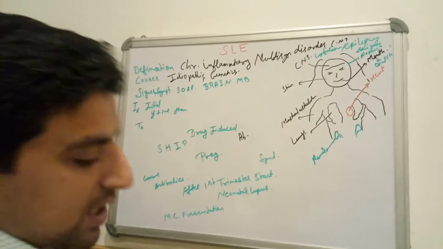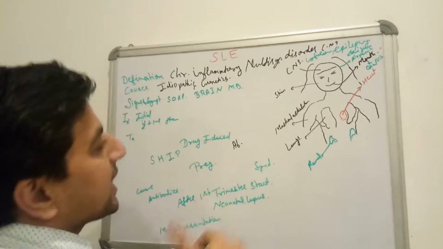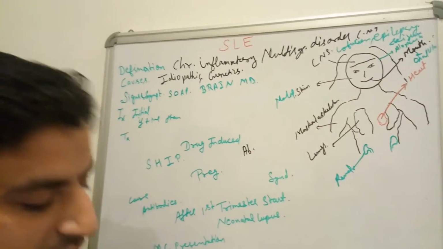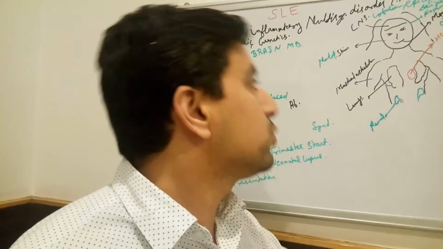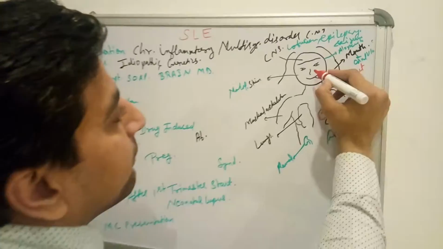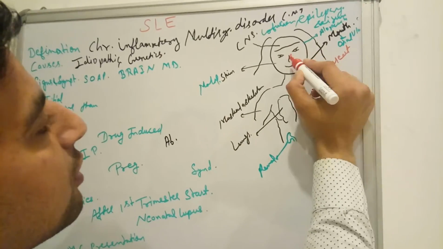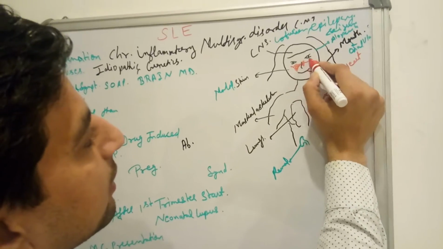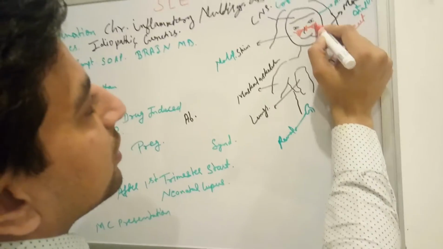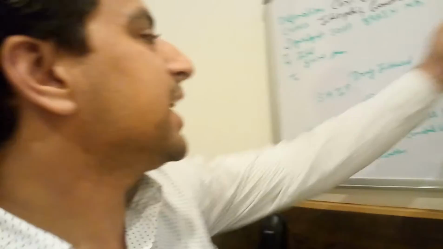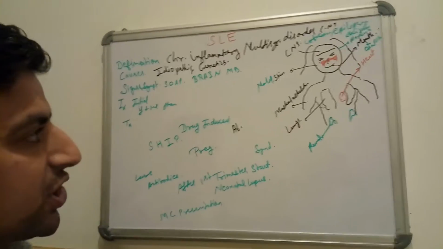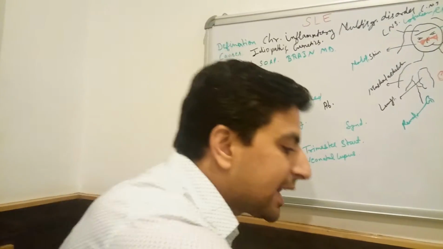In skin we see malar rash, or the other name is butterfly rash. I will show you how it looks. The nose is also involved, like this, malar rash. Have you ever seen such a lady? Like a butterfly rash, nose involvement and cheeks involvement. It's a butterfly shape. That's why malar rash.